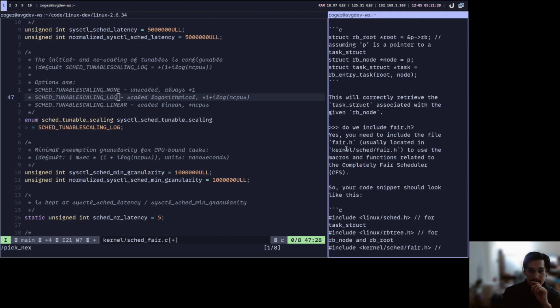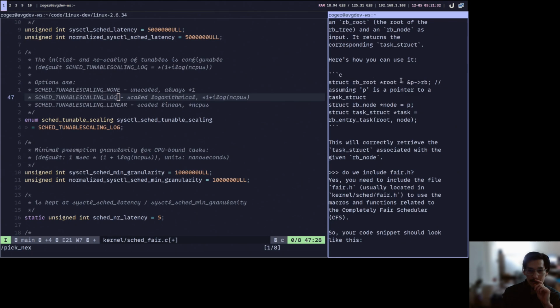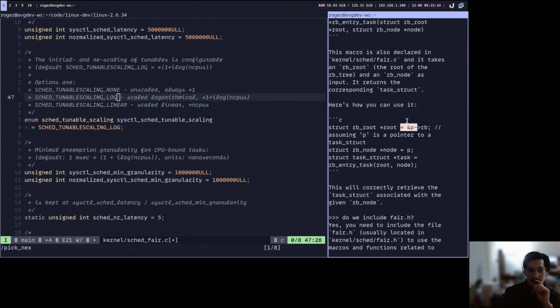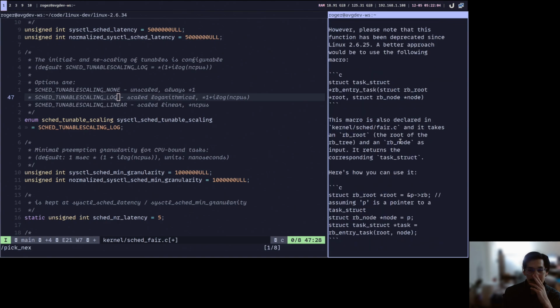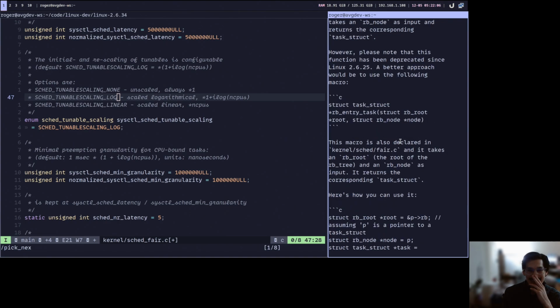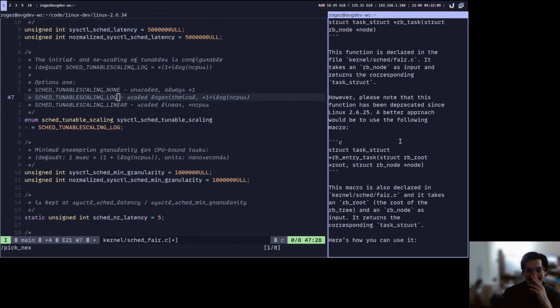sure. Wait, but I'm wondering, like, we get the root. What is p? What is p? p is a current node. Okay. Oh, p is the pointer to the task struct. No, that's not what I want. rb_entry_task root node. Oh, this is the other way around. This is getting the RB node associated with the task. I want the other way around.